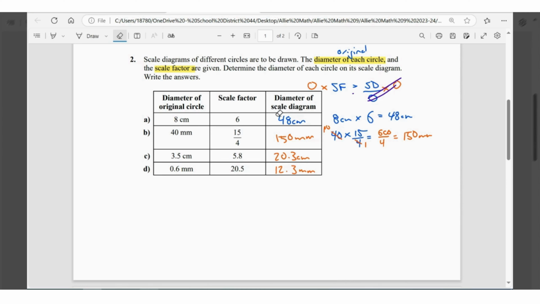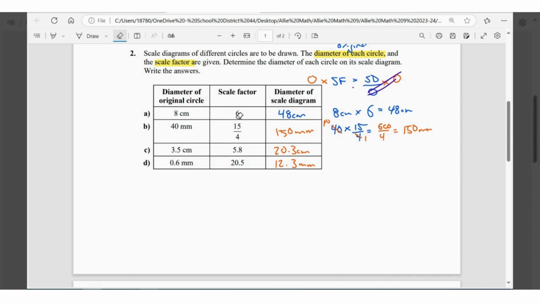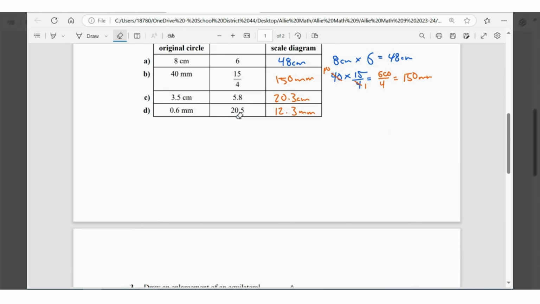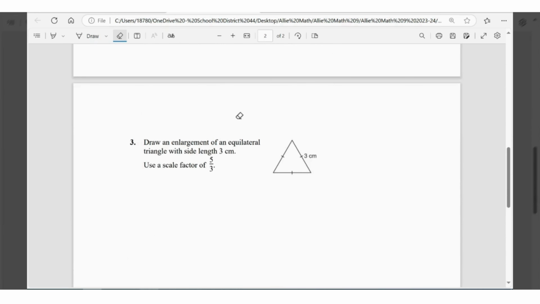You could say, is it true that our scale diagram 48 divided by our original 8 would give us a scale factor of 6? Yes, it does. So you could also check that you've done it correctly. Okay, let's do the next one.